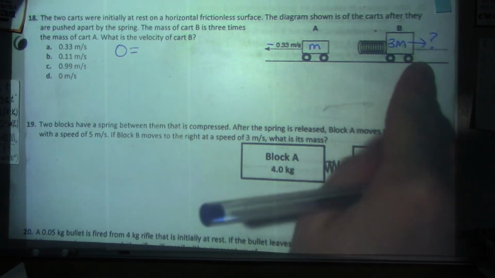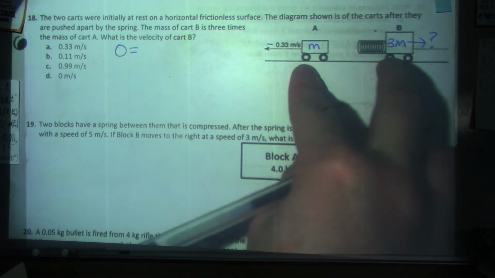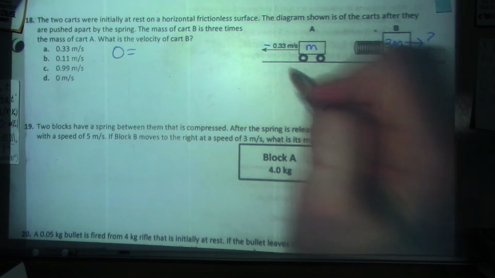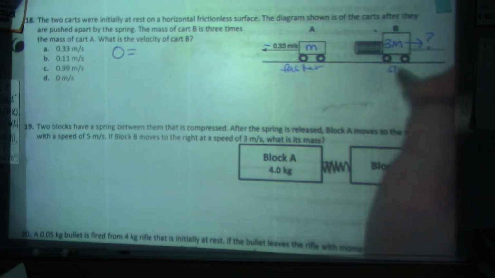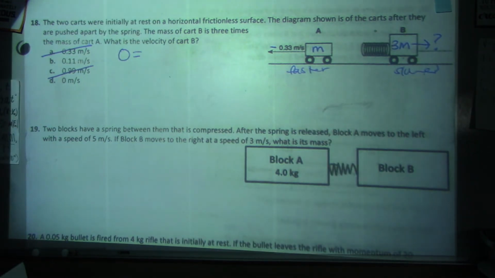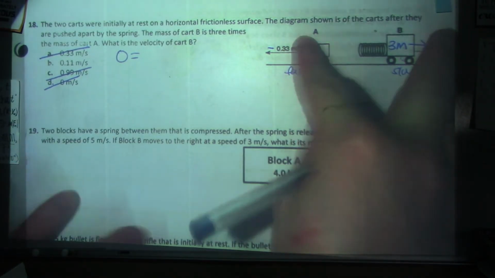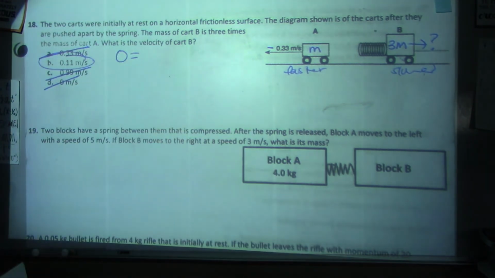Now, just by process of elimination, we know that they were initially at rest, so their total momentum is 0, so they have to have the same momentum, so they can't go at the same velocity if they have different masses. In fact, this one is less mass, so this one is going to go faster, and this one is going to go slower, so we can cross off anything that's not slower. So we can cross off 0.33 because that's the same speed, cross off 0.99 because that's getting faster. And then we can also cross off 0 because it can't be at rest because they have to cancel out momentum, so all that's left is b, 0.11.